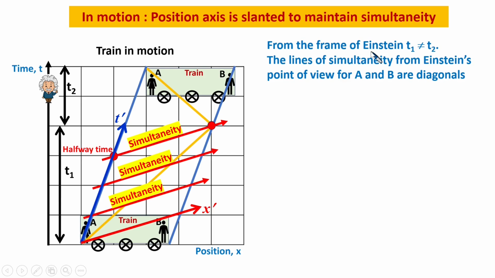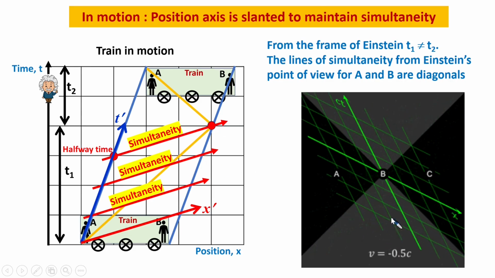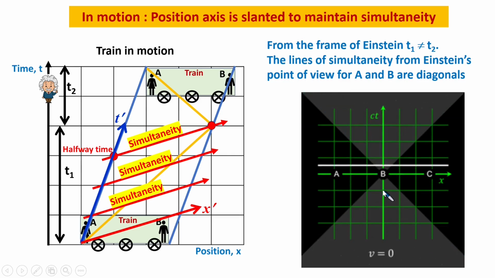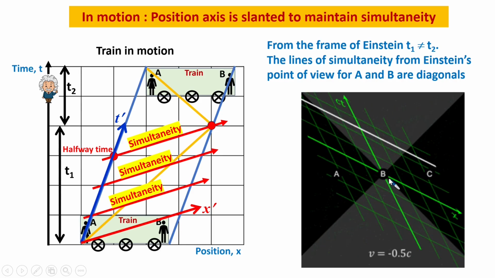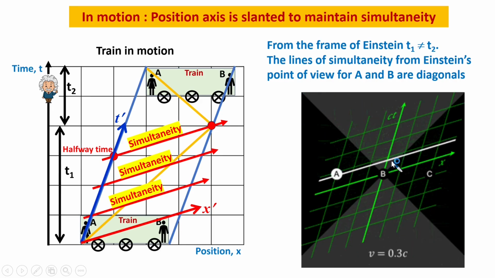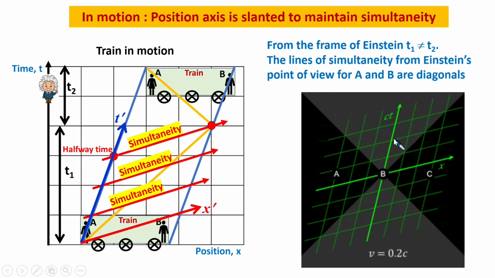So from the frame of Einstein, t1 is not equal to t2. Of course, we saw it. The line of simultaneity from Einstein's point of view for A and B is diagonal. So if they claim that this is simultaneous, Einstein will say, okay, then your x-axis, the horizontal axis, is tilted. It is diagonal. Here I show an animation where this horizontal x-axis goes, and all the points in the x-axis cross time simultaneously. When it is tilted, you have to tilt the x-axis also, and move it in that tilted fashion, so that all the events occurring at the same time will cross the time axis at one point.